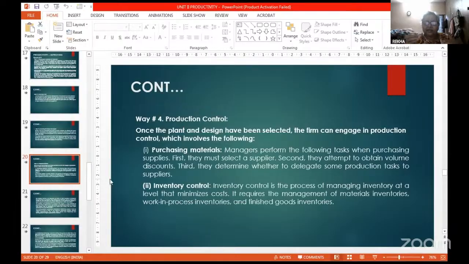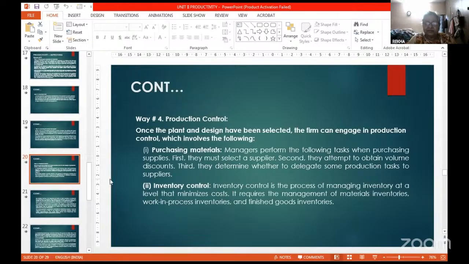So it is very essential that, in the first place, the raw material which you are getting is synced with the type of thing you are going to produce, and you are advertising for your consumers. Purchasing materials. Managers perform the following tasks when purchasing supplies. First, they must select a supplier, and the supplier should be good.